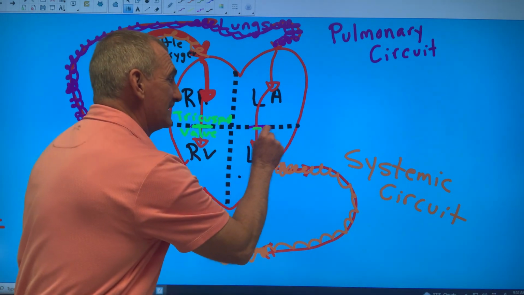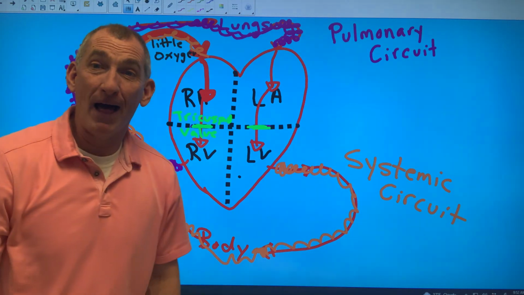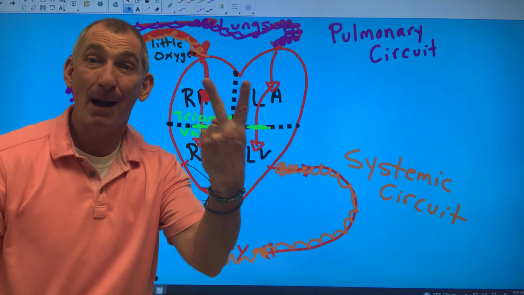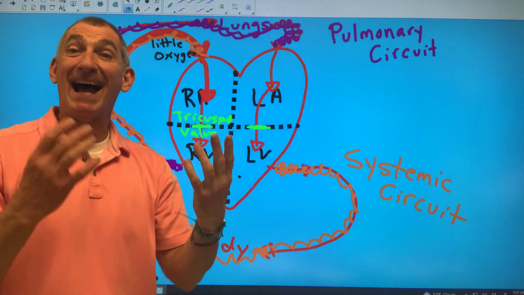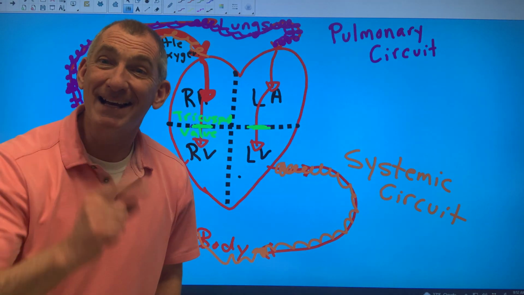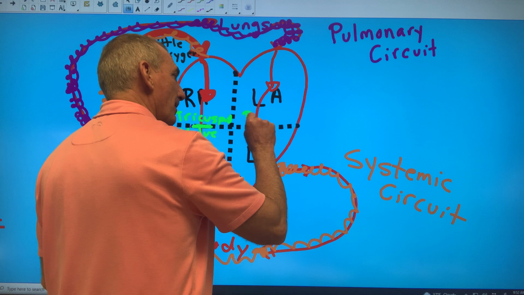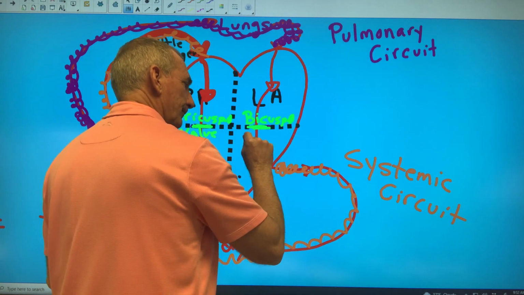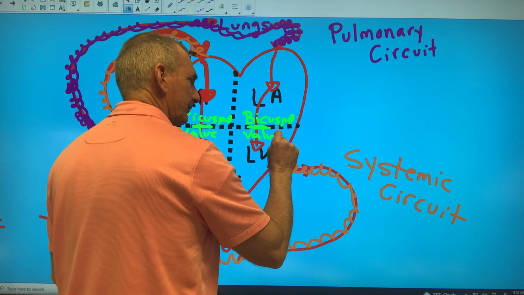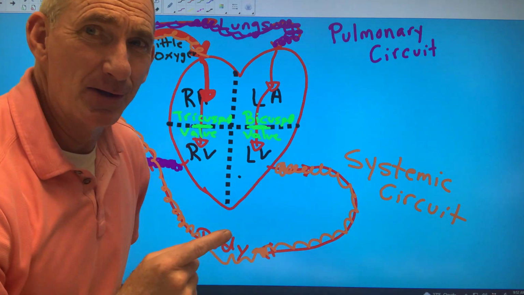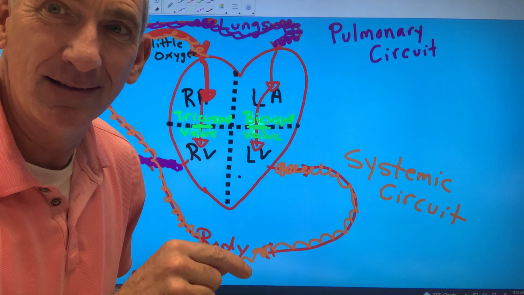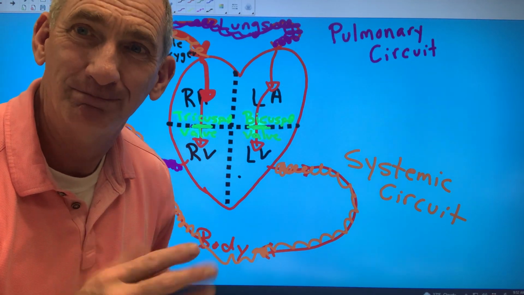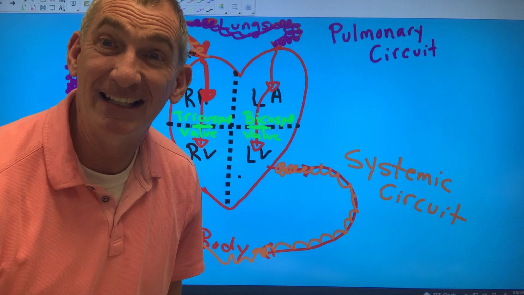Over on the left side, that valve only has 2 flaps. And because it only has 2 flaps, that's how it gets its name, the bicuspid valve. Now, we're going to learn this as being the bicuspid valve in this class. Doctors refer to this as the mitral valve. Just store that in memory block number 86.